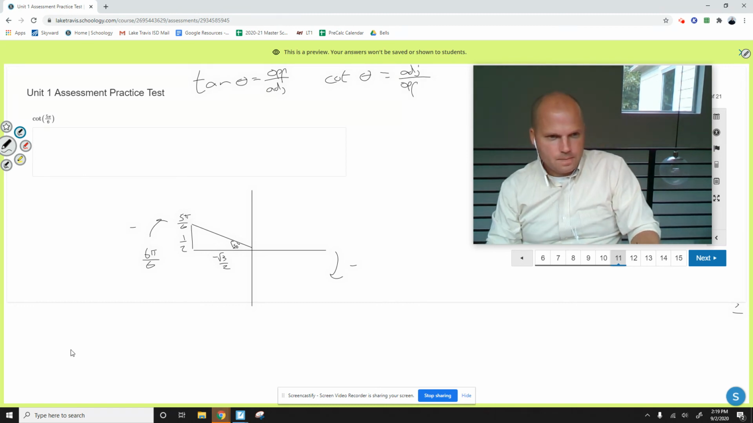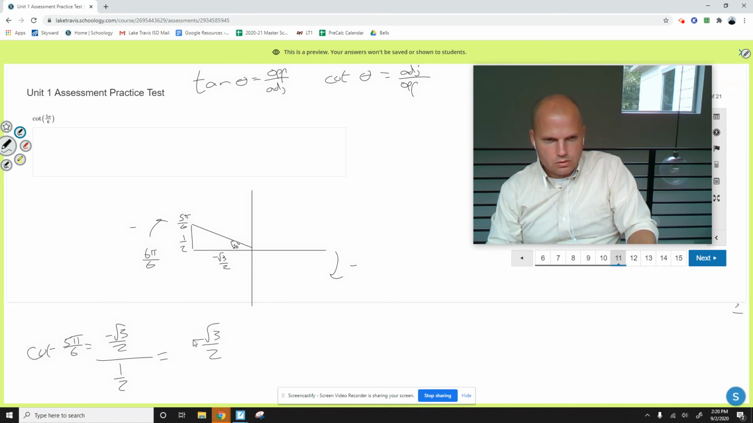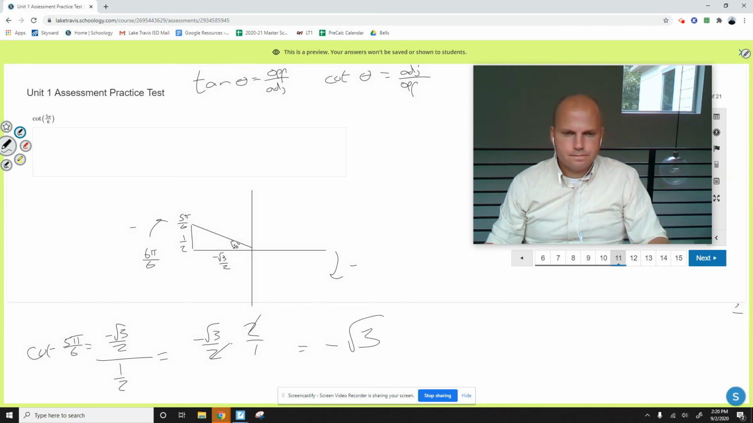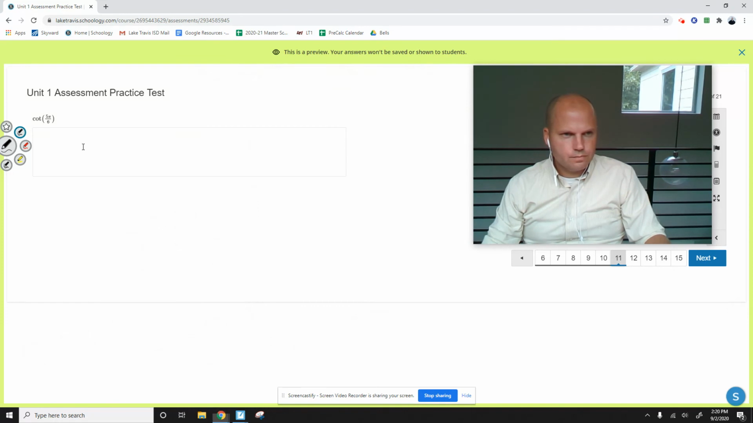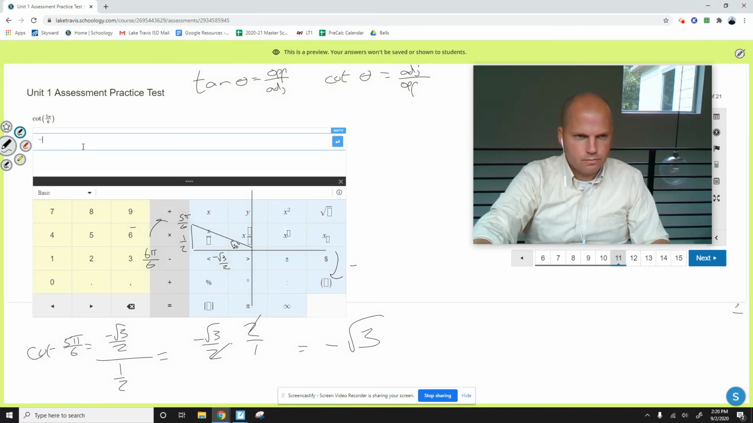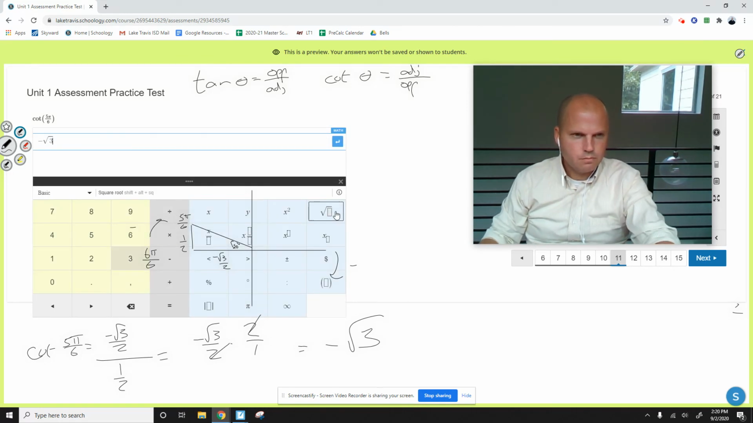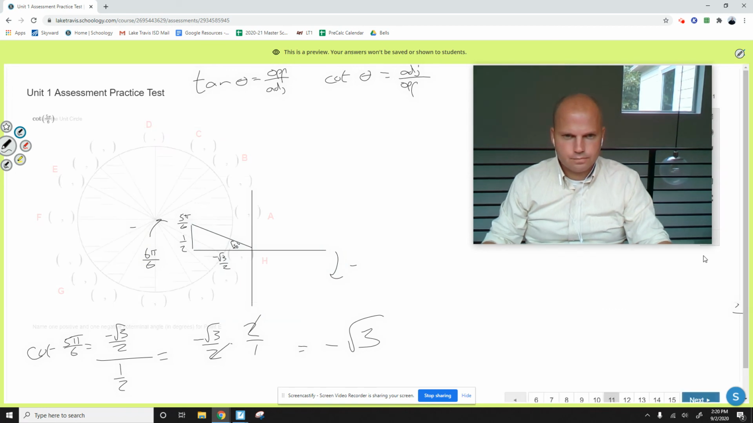So I'm going to say the cotangent of 5 pi over 6 is the adjacent, which is your x distance, divided by your opposite, which is your y distance. Then I can simplify this. Root 3 over 2 times 2 over 1. The 2's cancel. I get negative root 3. Okay? Cool. Type that in, negative root 3. Beautiful. Next.